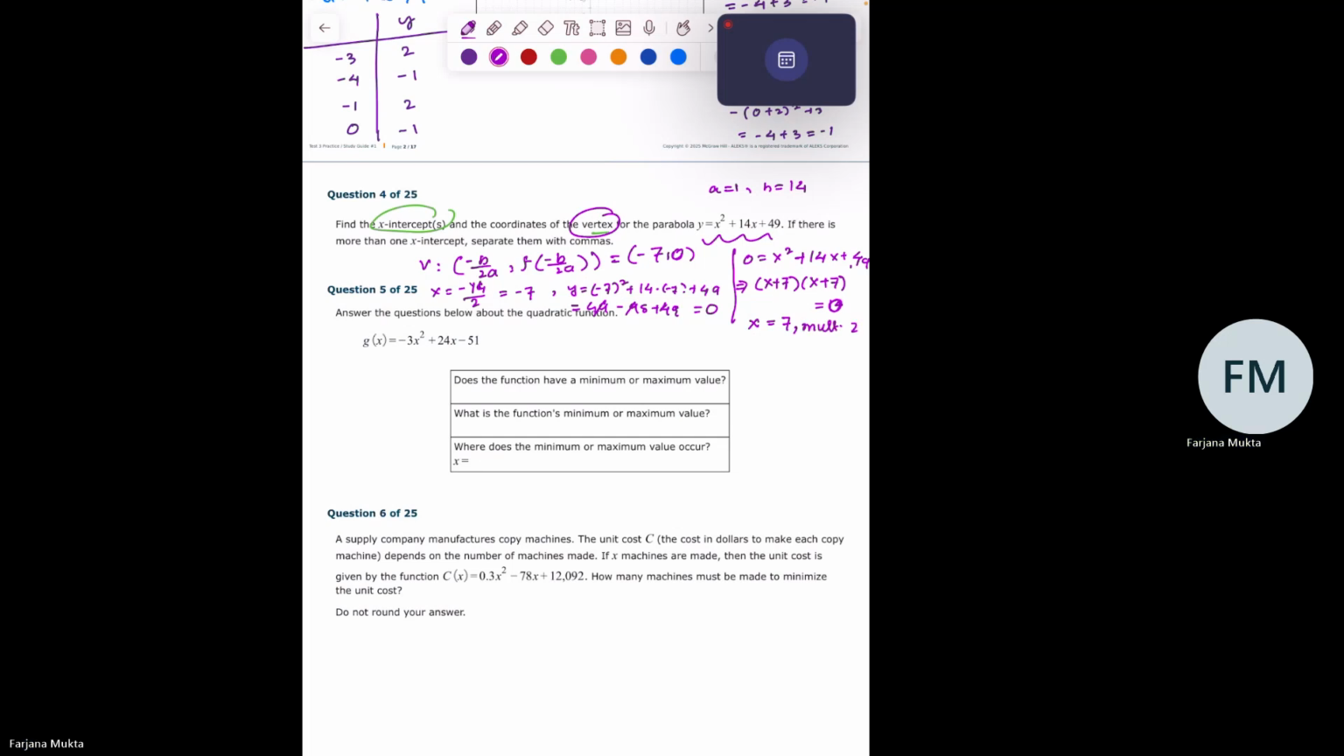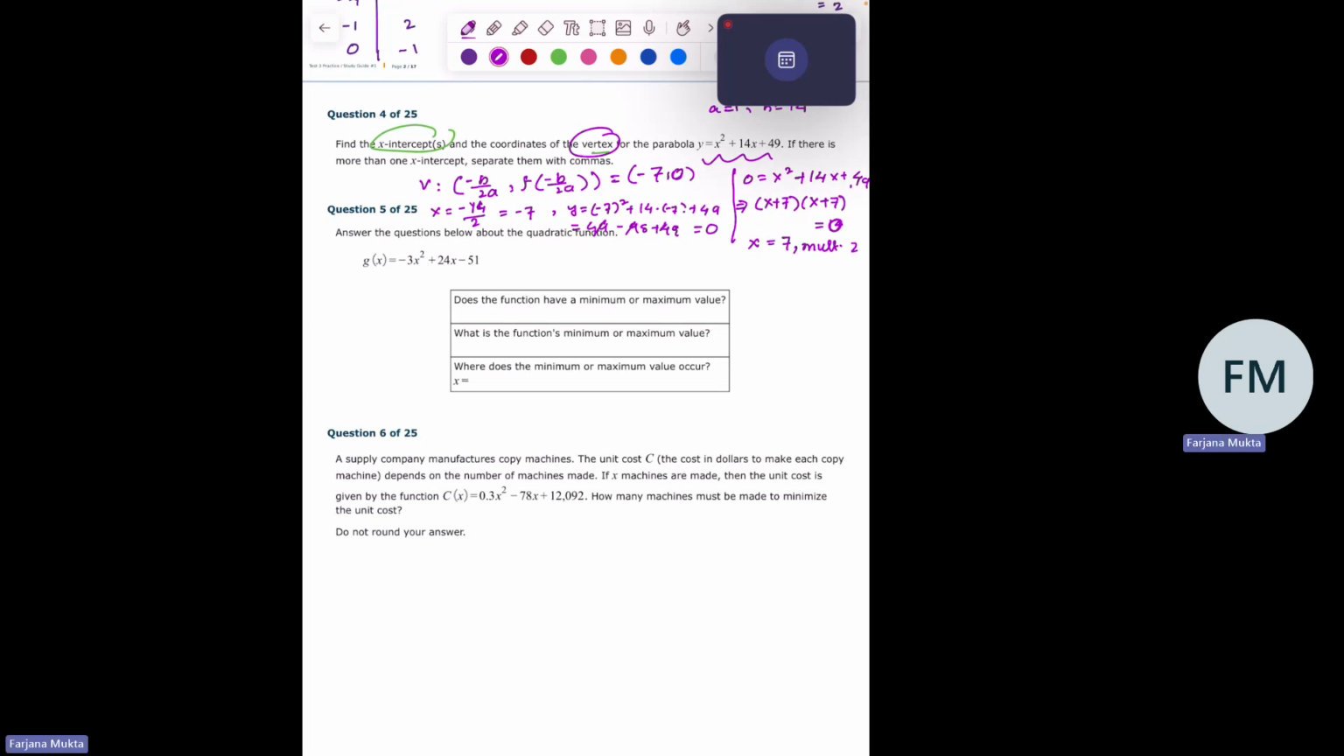All right. That's it. The next question: answer the questions for this quadratic. Does the function have a minimum, maximum, or what? So the first question, does it have a minimum or maximum? How do you know that? You need to check the leading coefficient only. What is the leading coefficient? That's negative 3, which, being negative, means it opens what? Downward. If it opens downward, what do you have at the vertex, max or min? A max, right?